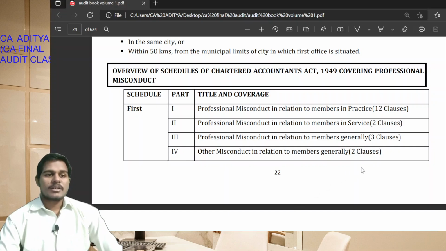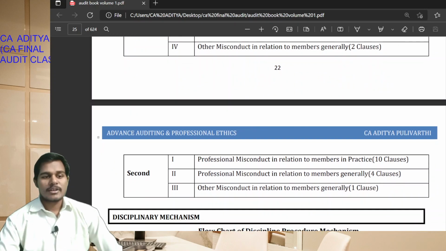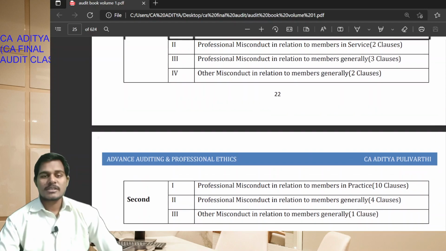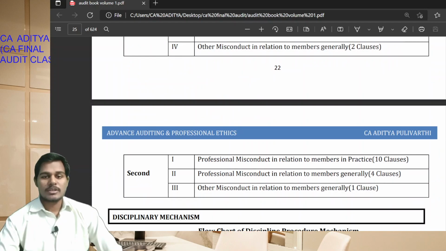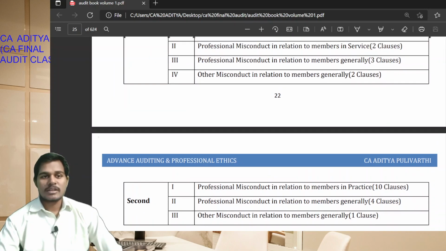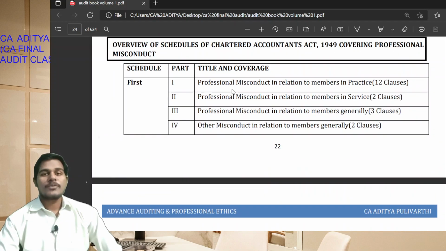See students, there are two types of schedules, the first schedule and the second schedule to the Chartered Accountants Act 1949, related to the misconduct done by the Chartered Accountant. The first schedule comprises professional misconduct. There are four parts in the first schedule: Part 1, Part 2, Part 3 and Part 4. And in the second schedule there are three parts: 1, 2, 3.